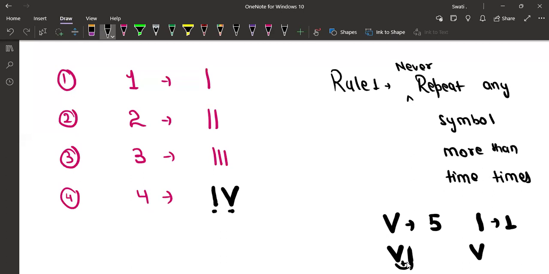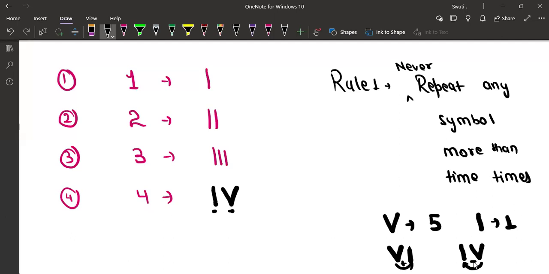But if I write I before V, that will become 5 minus 1. Understand this concept. This is the second rule: if the smaller number is written before, it is getting subtracted. If the bigger number is written before and the smaller number, or smaller symbol, is written after, that means it is getting added.